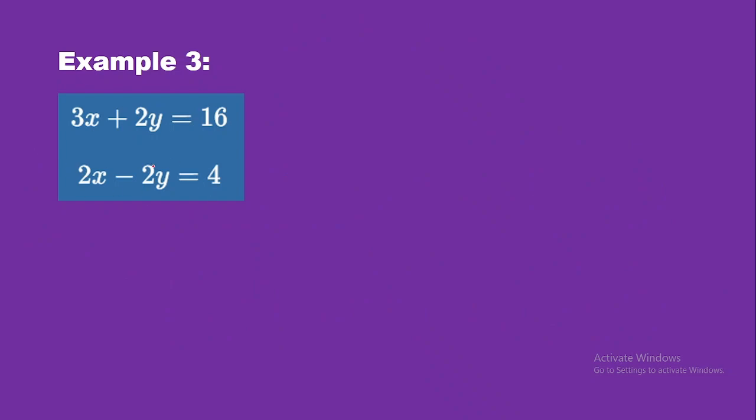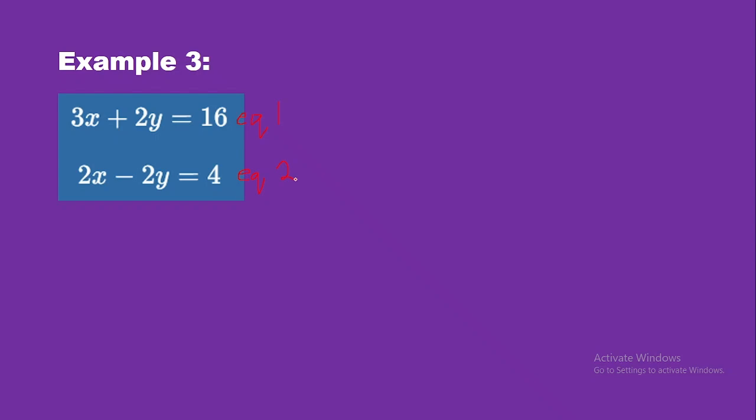So example 3 right here, we're just gonna do it as quickly as possible for the purpose of the video. We can't stay too long. So in this case, we have 3x plus 2y is equal to 16, and that's our equation 1. And our equation 2 now, we have 2x minus 2y is equal to 4. So that's our equation 2.